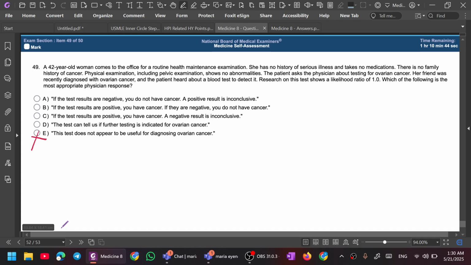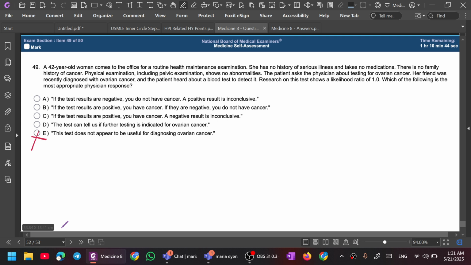In contrast, the negative likelihood ratio is the likelihood that the patient with the disease will have a negative result compared to the likelihood that the patient without the disease will have a negative test result. It can be calculated by 1 minus sensitivity over specificity.